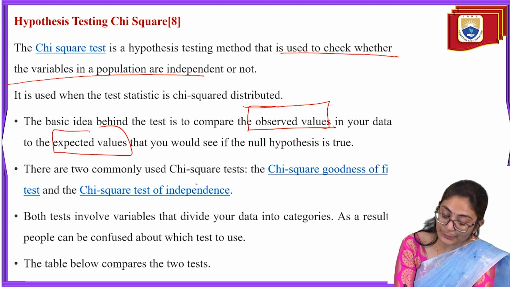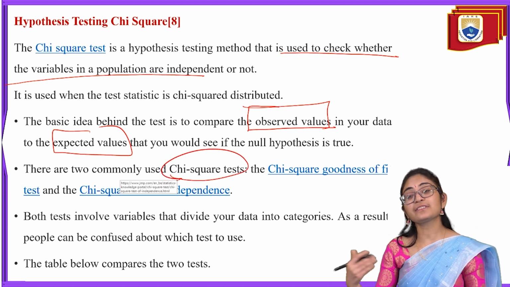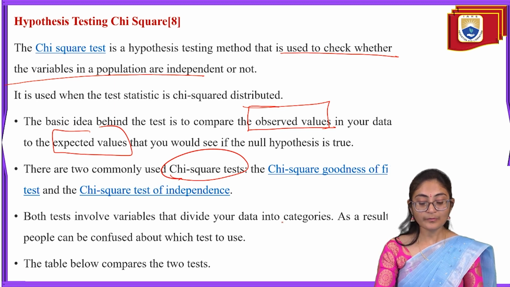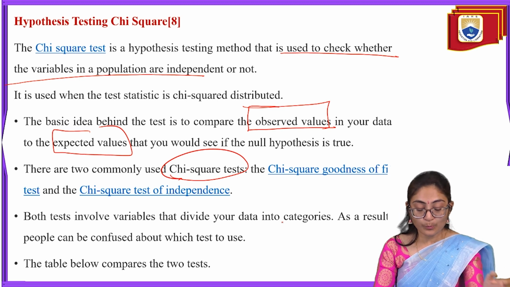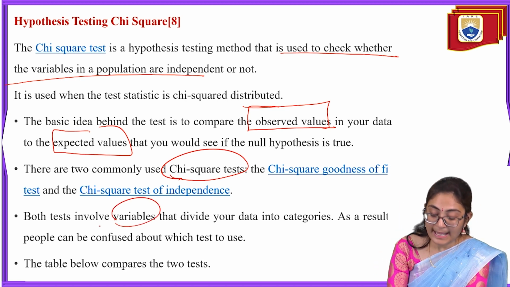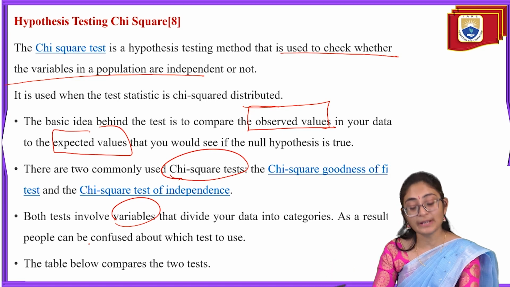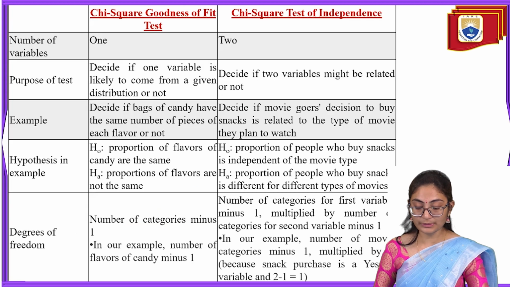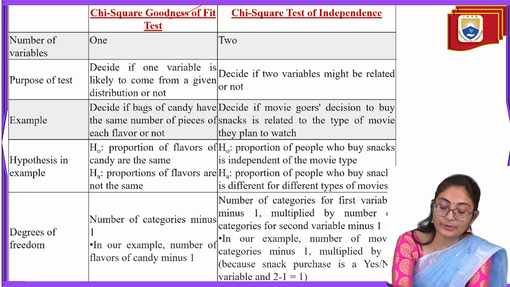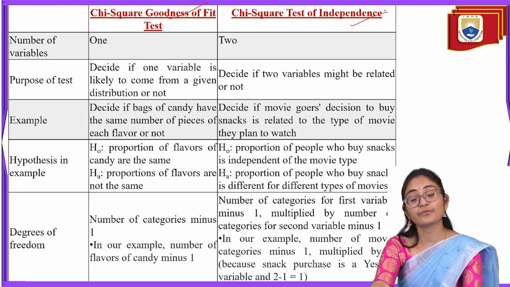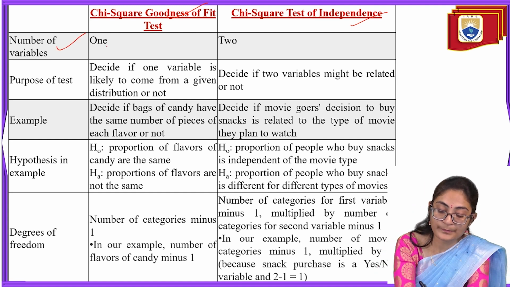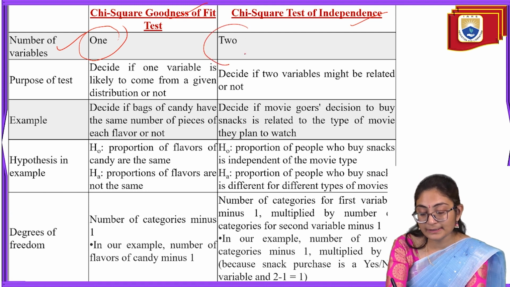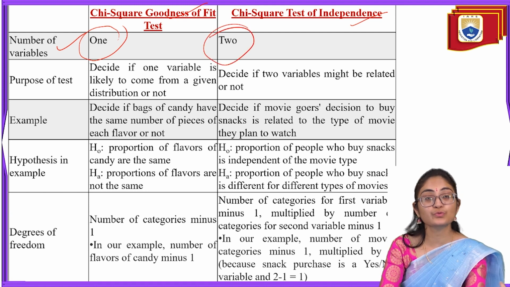There are two commonly used chi-square tests: the chi-square goodness of fit test and the chi-square test of independence. Both tests involve variables that divide your data into some categories, and this table is showing the two tests, chi-square goodness of fit test and chi-square test of independence. Number of variables: in goodness of fit, it will use only one variable, and in test of independence, it will use two variables.